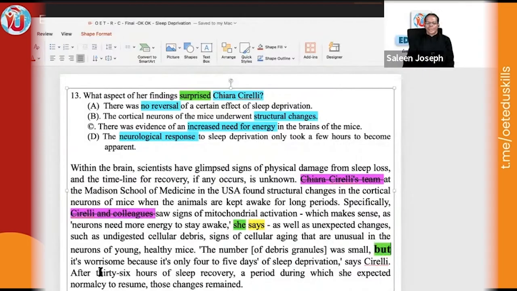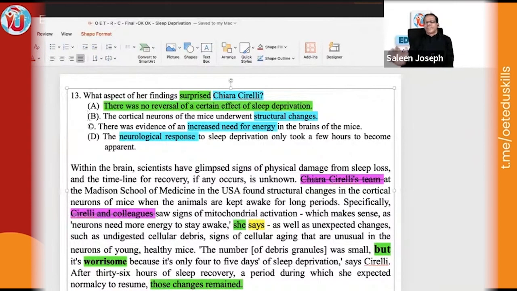Okay. So worrisome. What does it say? Emotion. So for the question, it says surprise. Now here it is worrisome because it's only 4 to 5 days of sleep deprivation actually. After 36 hours of sleep recovery, a period during which she expected normal sleep to return, those changes remained. Those changes remained means there was no change. So what could be the answer? There was no change. It remained means there was no reversal of a certain effect of sleep deprivation.